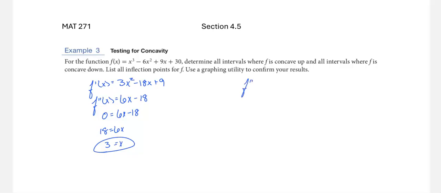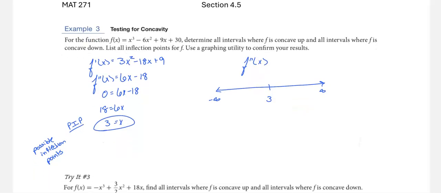So now we're going to test the second derivative using a sign chart. Notice I labeled this sign chart for the second derivative. Our sign chart is going to use the domain of the original function. This is a polynomial, so it goes from negative infinity to infinity, and 3 is the only value that's going to go on there. This guy has a name, and we call it possible inflection points. I'm going to call those PIPs for short.